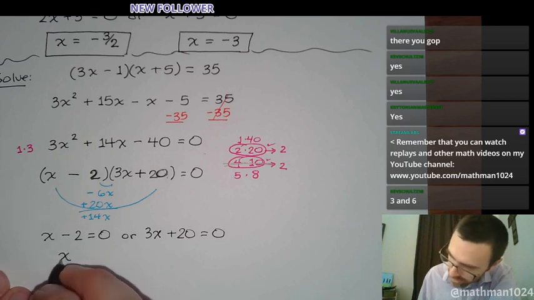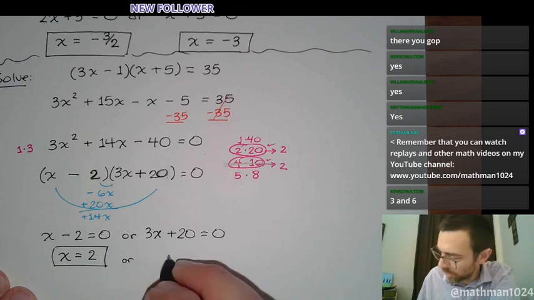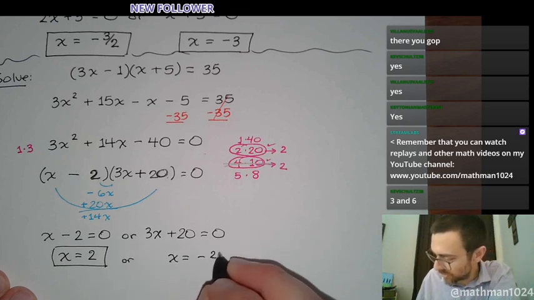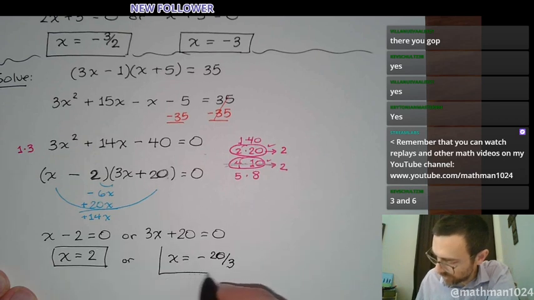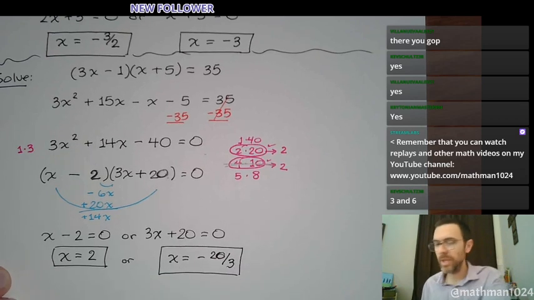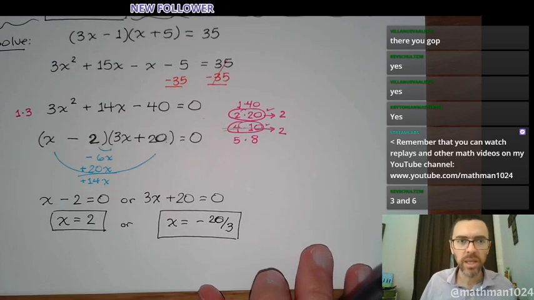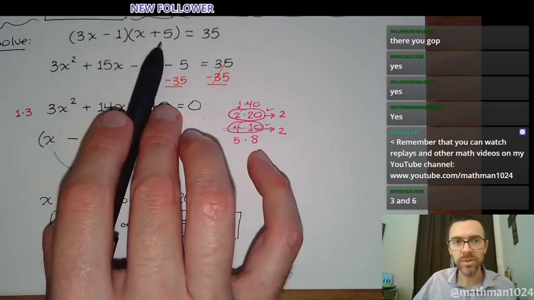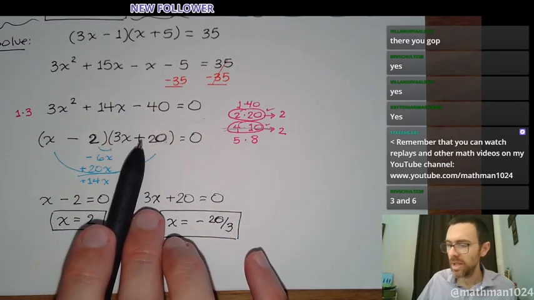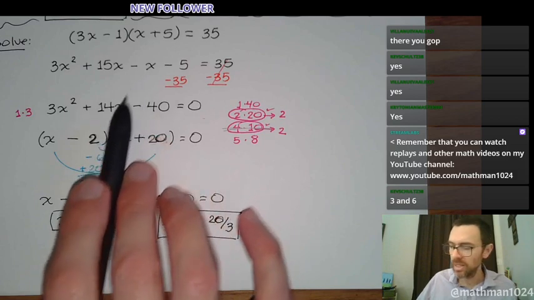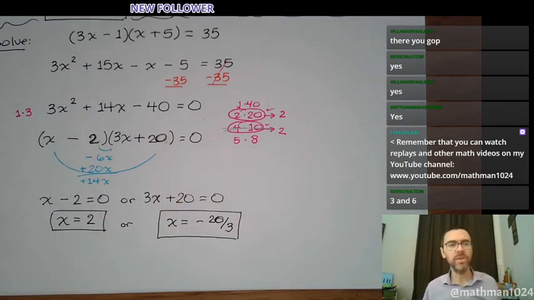So x equals 2, or x is equal to negative 20 over 3. Okay. So the big trick for this one is multiplying this out first and then bringing everything over to one side. Combine like terms so that you have what looks like a normal looking trinomial. And then from that normal trinomial, we factor like we always do.